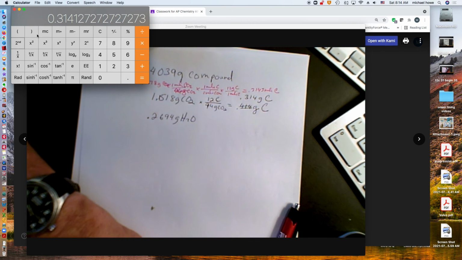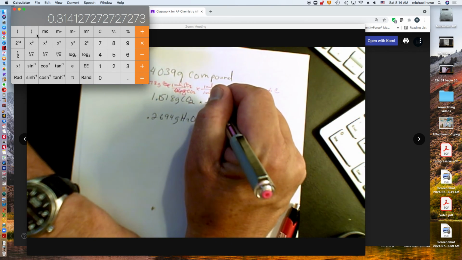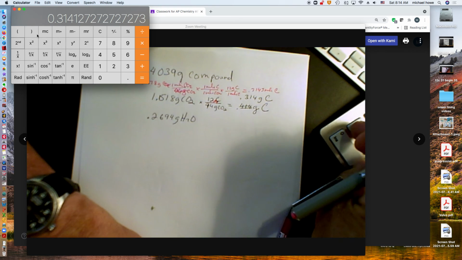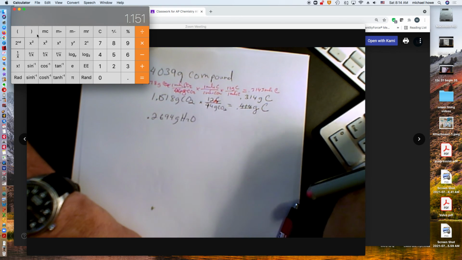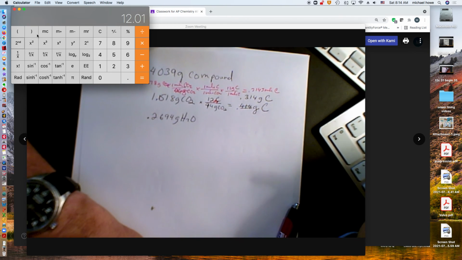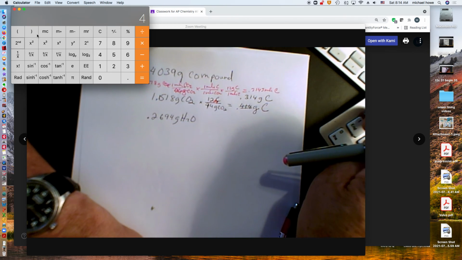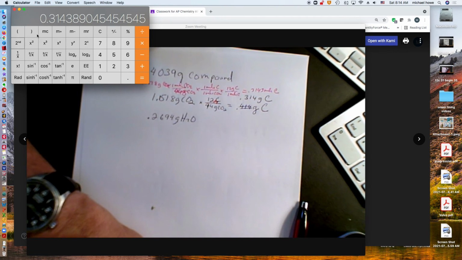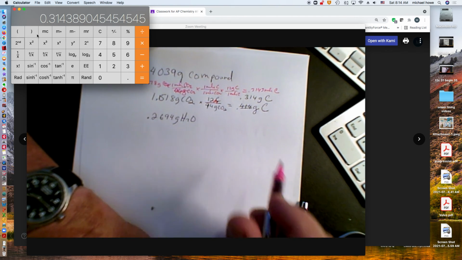This way, the way I did it, I used 12 instead of 12.01. Let's just see if that makes a difference right here. So if I go back to the way I showed you, 1.1518 times 12.01 divided by 44, I get 0.3144 as opposed to 0.3143, so about the same.